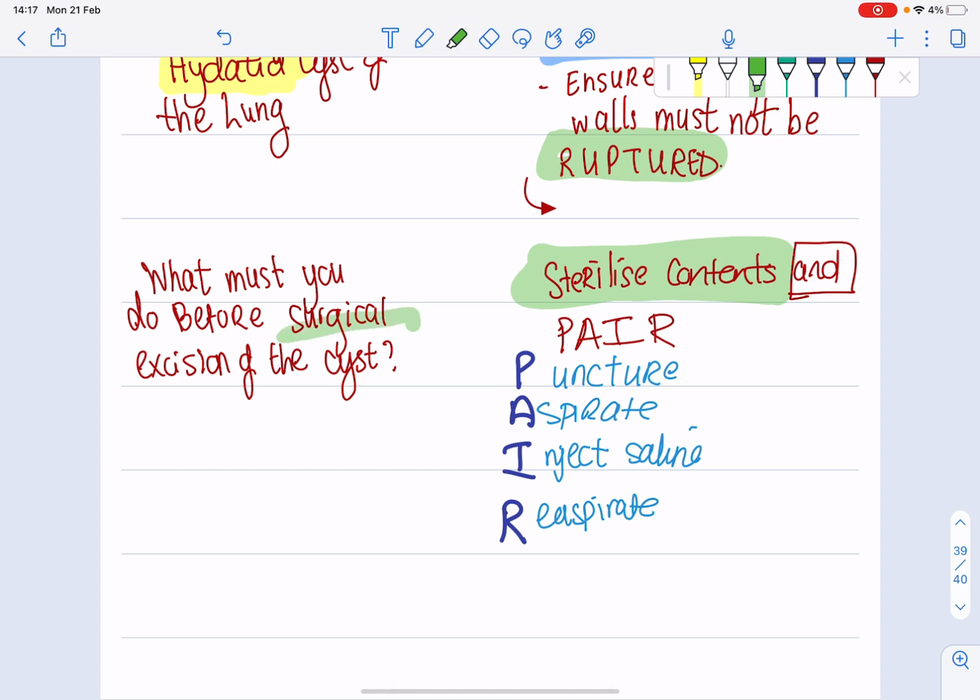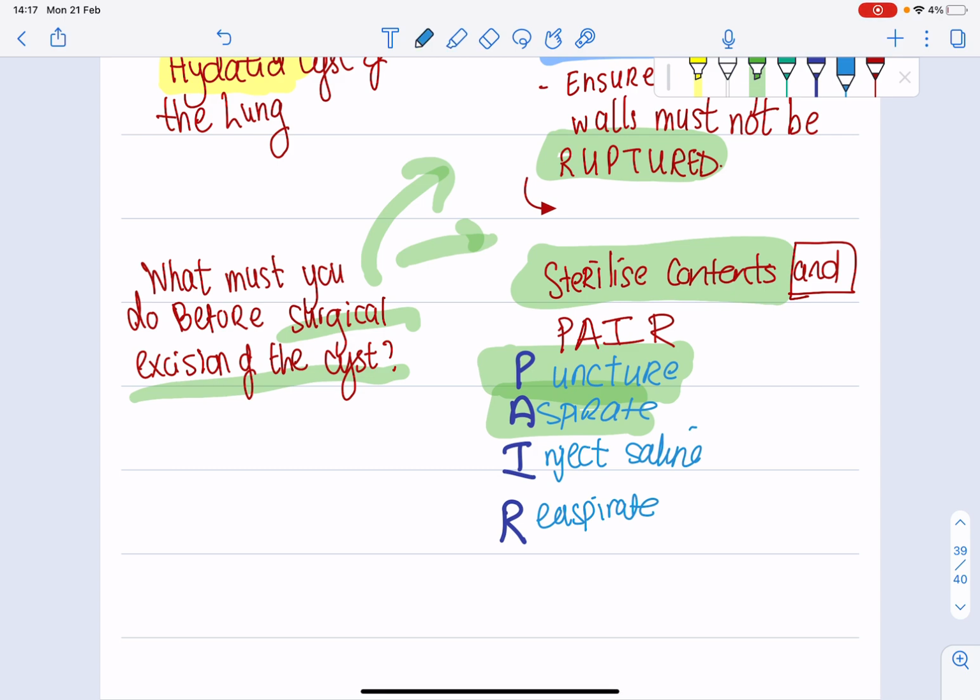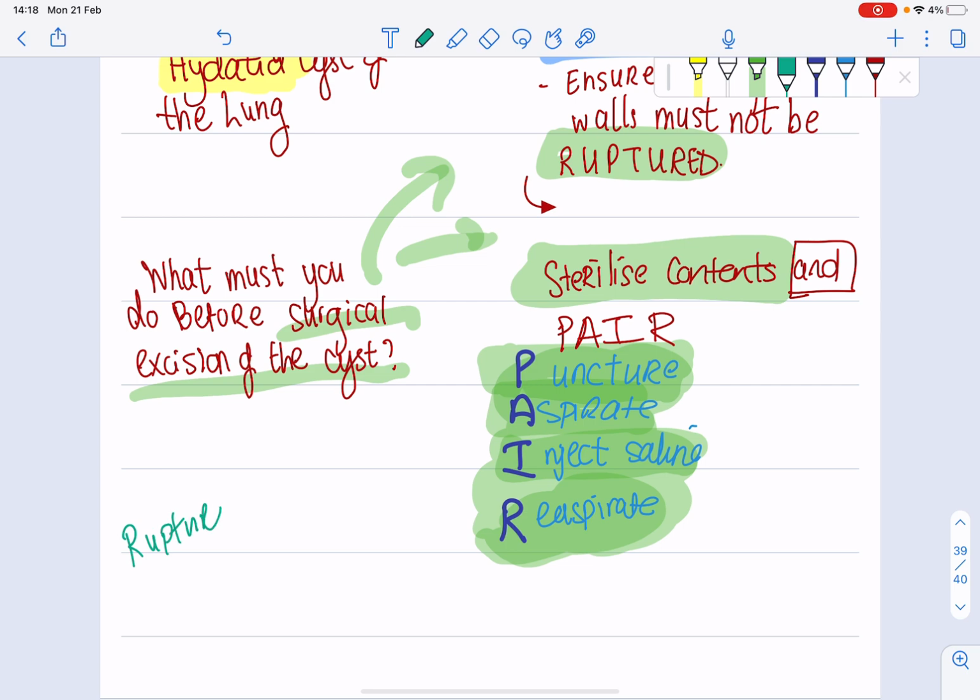What must you do before the surgical excision? You must puncture the cyst. This is a mnemonic to summarize the entire procedure: you puncture, you aspirate, you inject saline, and then you re-aspirate. So puncture the cyst, aspirate out the fluid, inject saline, and re-aspirate. Extreme caution must be taken because we do not want a rupture to exceed the peritoneal cavity.